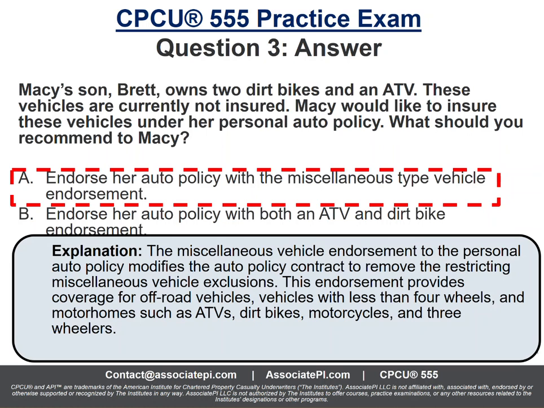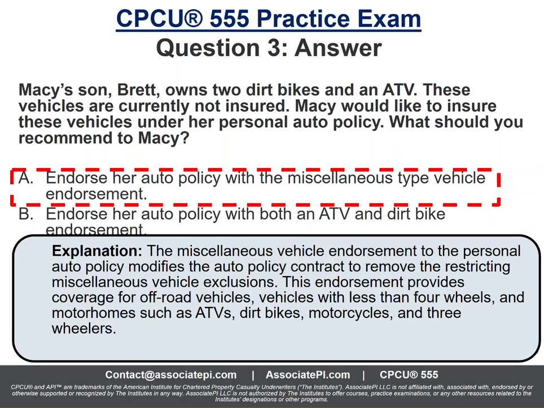And you have to know that this endorsement does in fact cover dirt bikes and ATVs. So it fits this case. You also have to know that dirt bikes and ATVs are not covered under any other type of specialty endorsement, not any other type of endorsement. Miscellaneous vehicles endorsement is the correct one. And you have to know that this endorsement makes more sense than a specialty policy because this can just attach to her auto policy to provide all the coverage that she needs. So it is the best recommendation given this case.